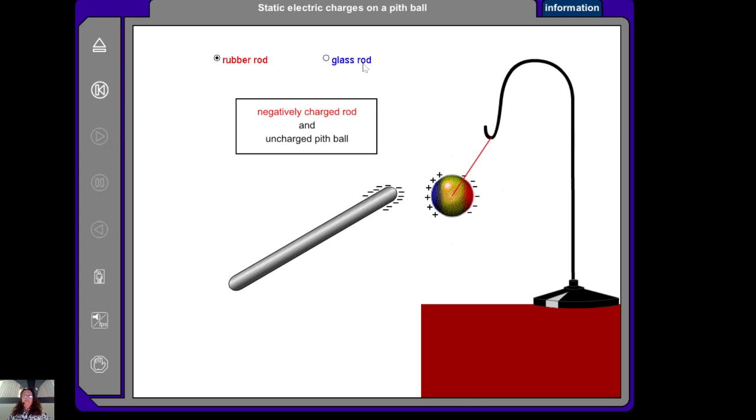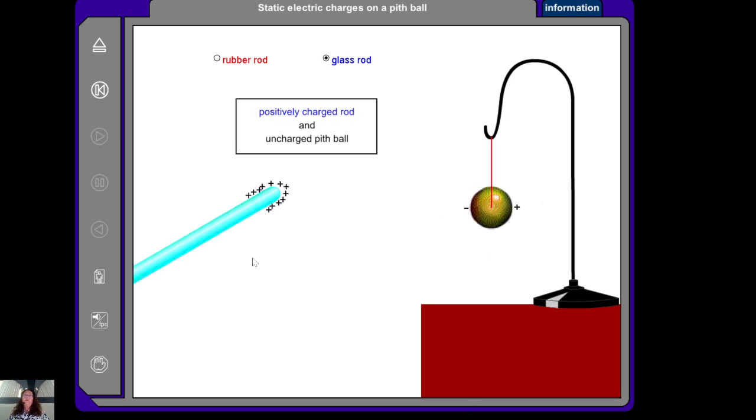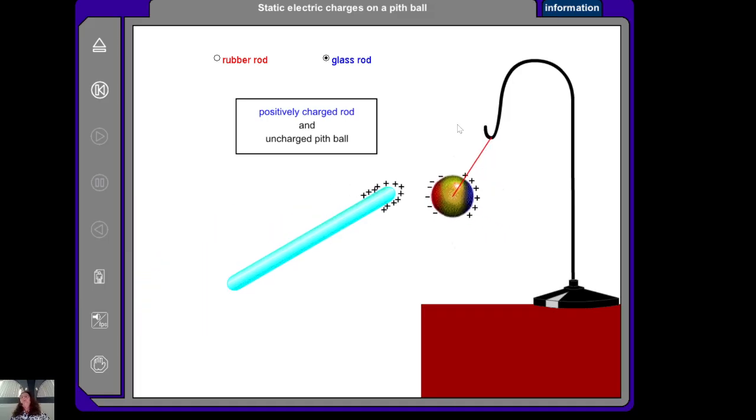Now if I take a glass rod, usually you're going to rub it with silk. Silk loves electrons. So you are doing work, you are taking electrons from the glass rod to the silk. You see, now it's missing some electrons, and again you get polarization, except here it's going to be minus, and here it's going to be plus.